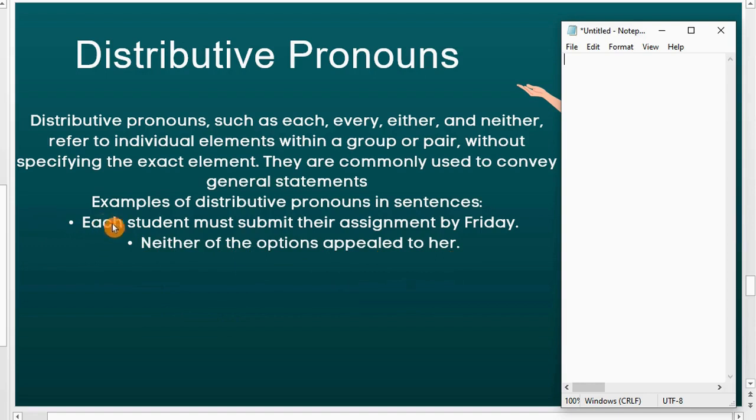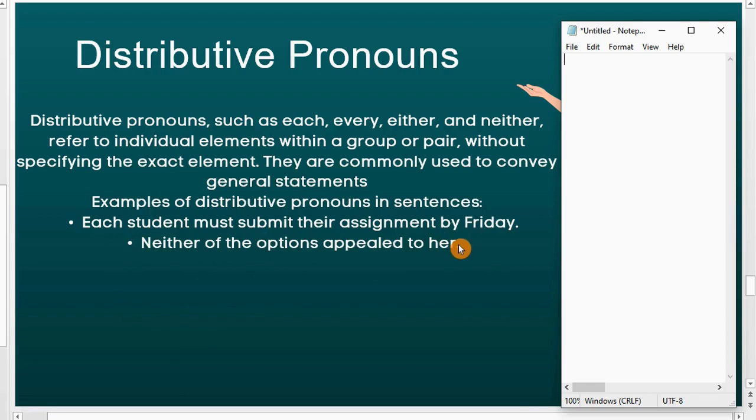words we can use instead of the name or the subject. These words enhance the beauty of the language. Each student, it looks so beautiful. Each student, all the time we don't use someone, somebody, or everybody, nobody. So here is how beautifully a distributive pronoun is used: Each student must submit their assignment by Friday. Neither of the options appealed to her.